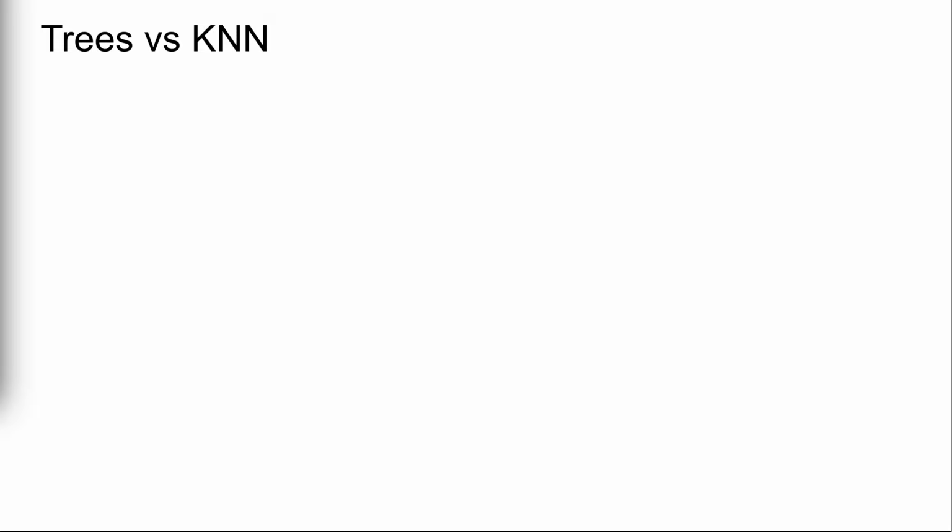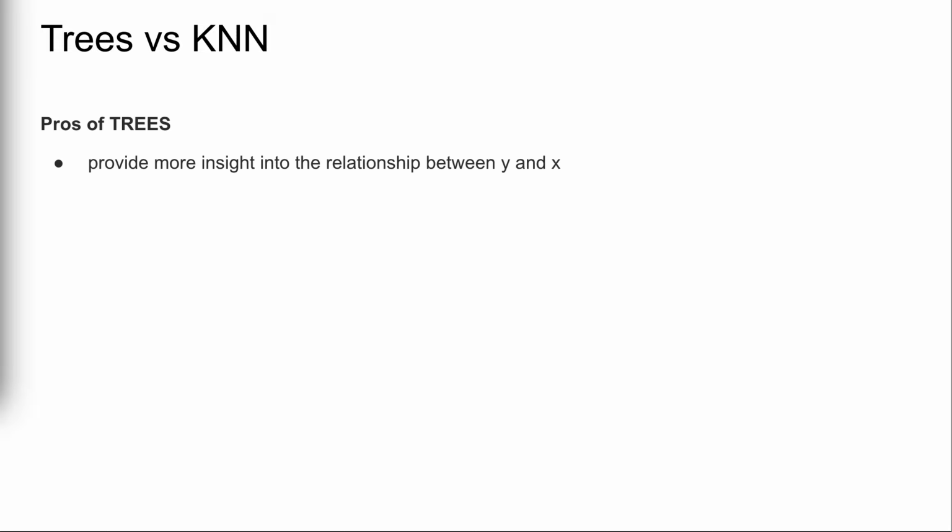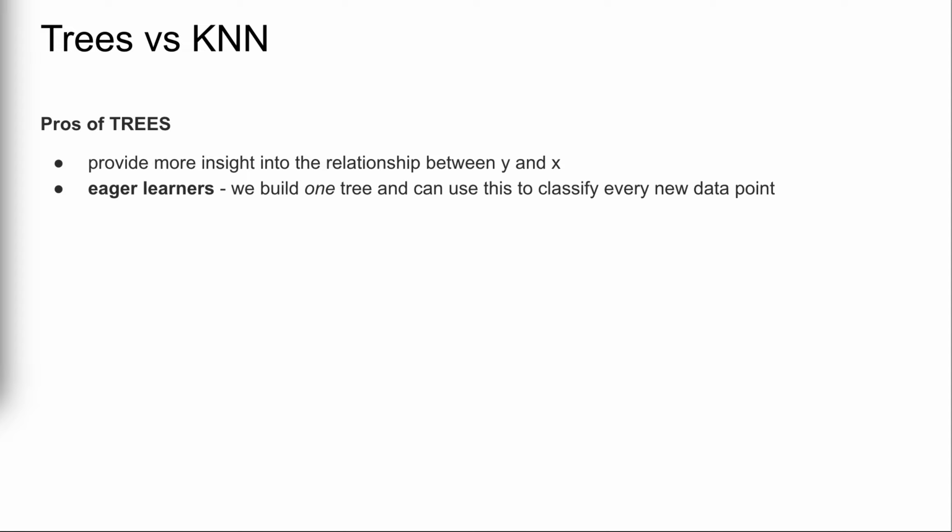In conclusion, trees are great. In comparison to the k-nearest neighbors algorithm, the tree visual provides more insight into the relationship between y and x. And trees are eager, not lazy learners. Mainly, we only have to build one tree, and then we can use this to classify every new data point.